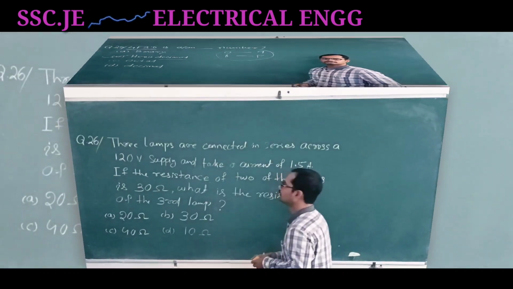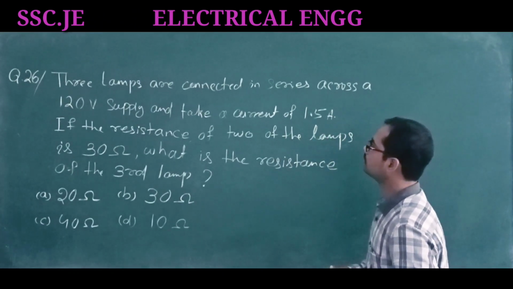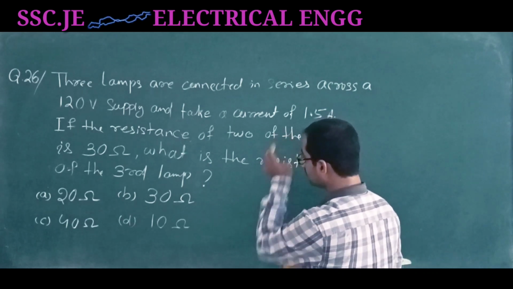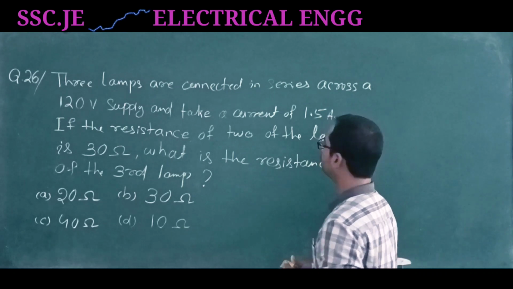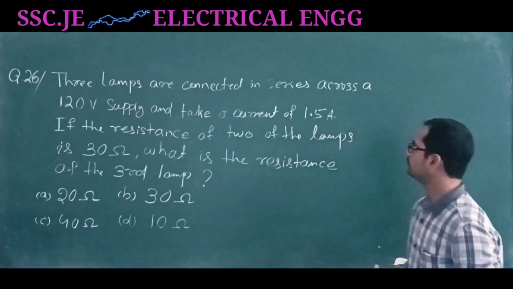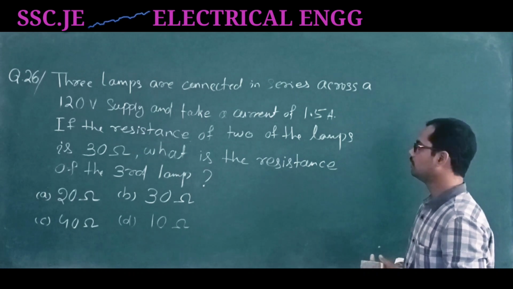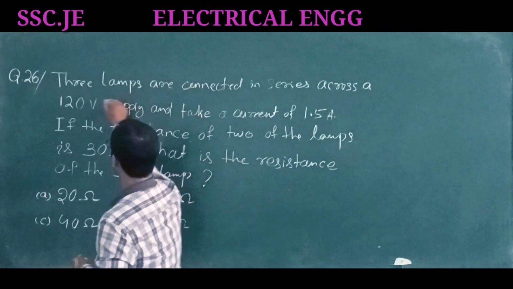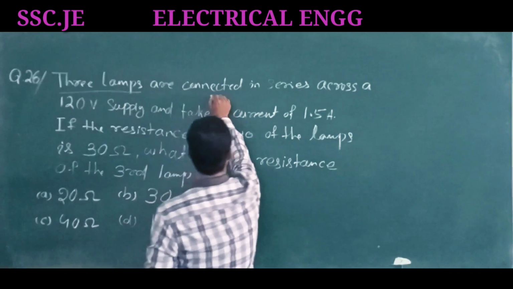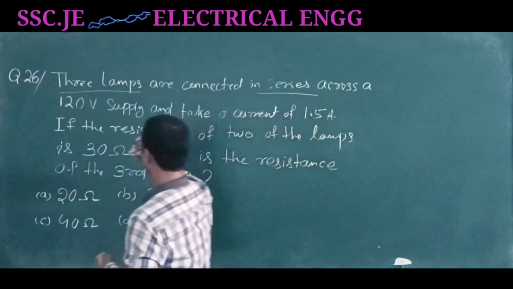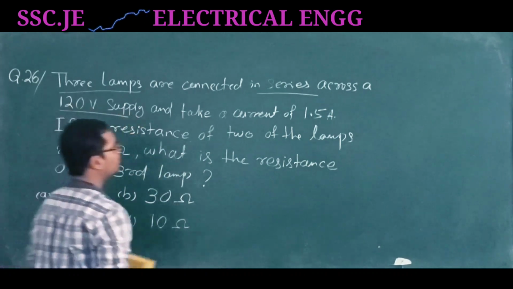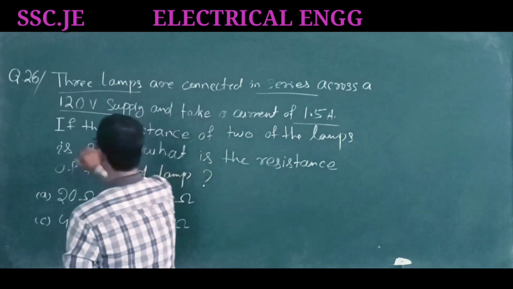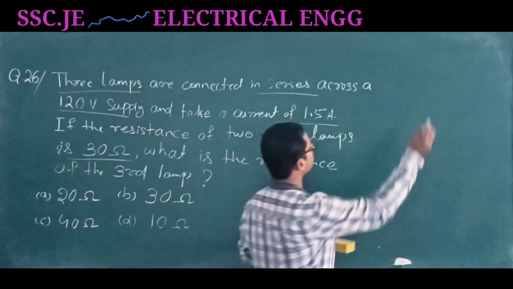So moving to the next question. Three lamps are connected in series across a 120 volt supply, and it takes a current of 1.5 ampere. If the resistance of two lamps is 30 ohm each, then what is the resistance of the third lamp? We have 3 lamps and the connection is in series. Supply voltage is 120 volt, it draws a current of 1.5 ampere, and the resistance is given as 30 ohm. So I am drawing the diagram first.